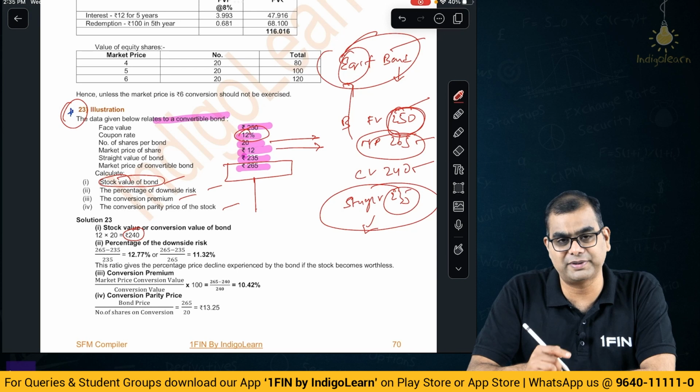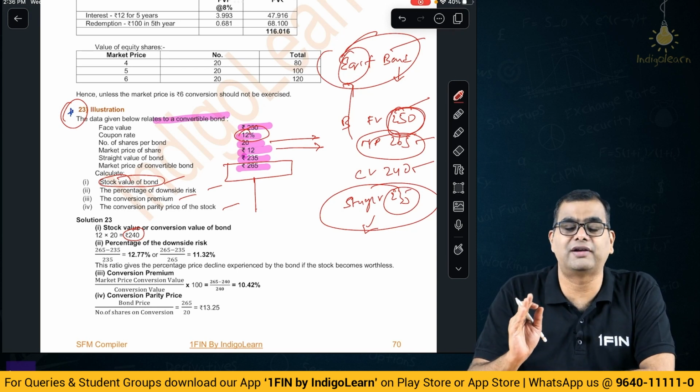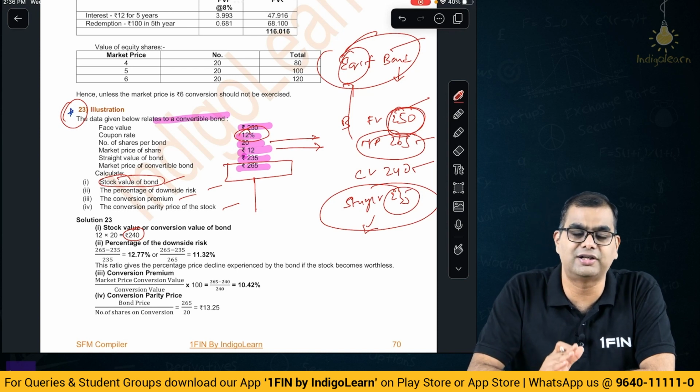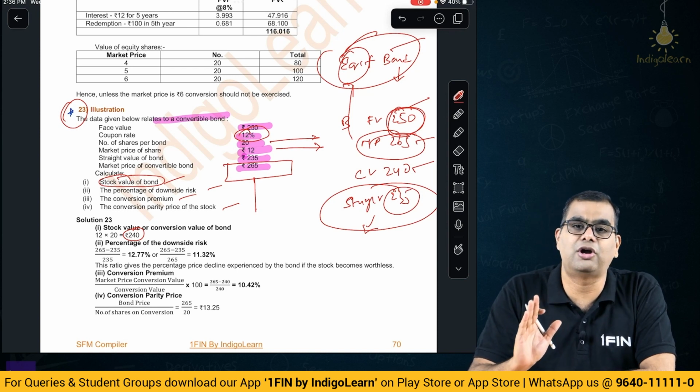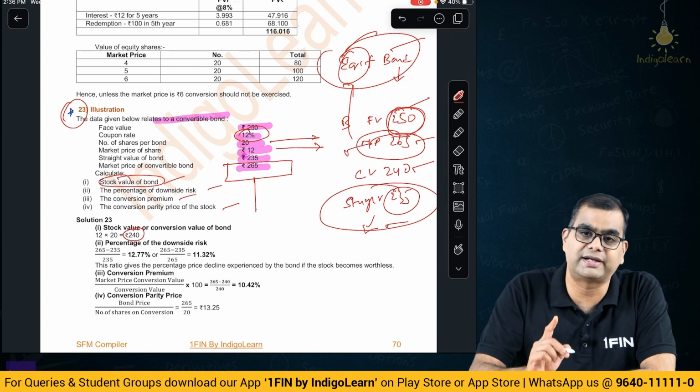So, 235 represents the straight value. Straight means something that is clean, excluding the conversion. When I say clean, don't go back to dirty price, clean price. I am referring to clean here in terms of excluding the conversion option. So, without the conversion option, it is 235. With the conversion option in the market, it is 265.